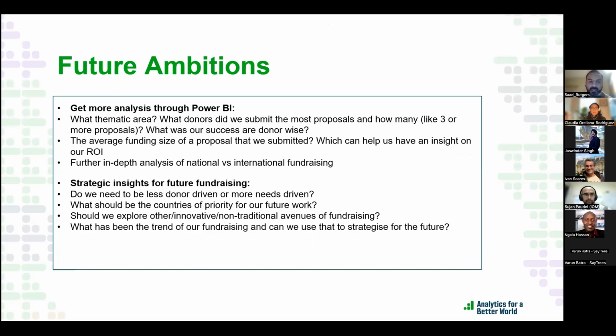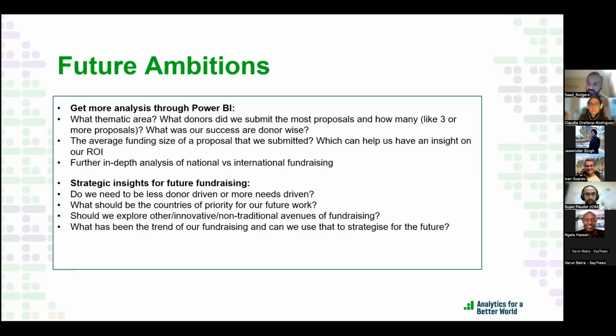For the future, I need to get more analysis through Power BI in terms of what thematic area we have been focusing on more in the past few years. In the data set that I showed you, we do have a column which describes what sort of call we are pitching a proposal on, but it's a lot of qualitative data and I could not really use those words to give me an analysis.